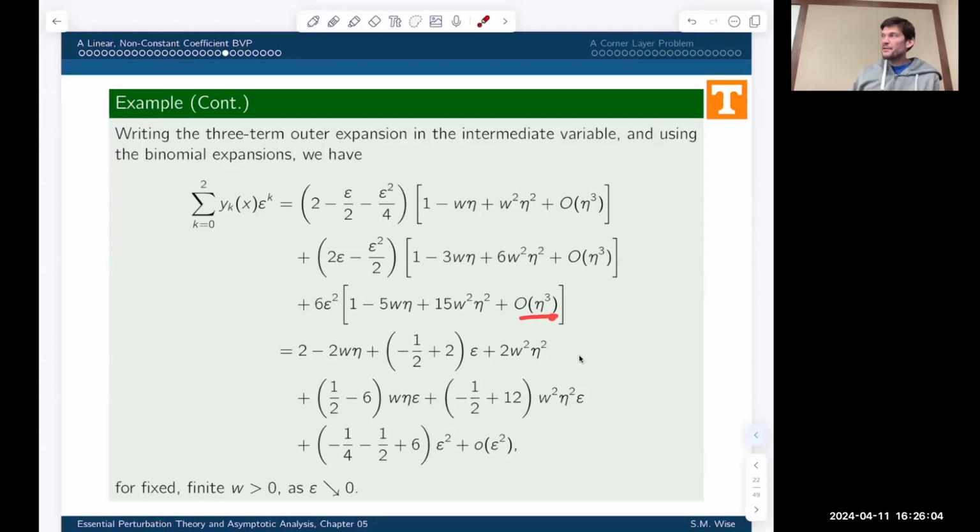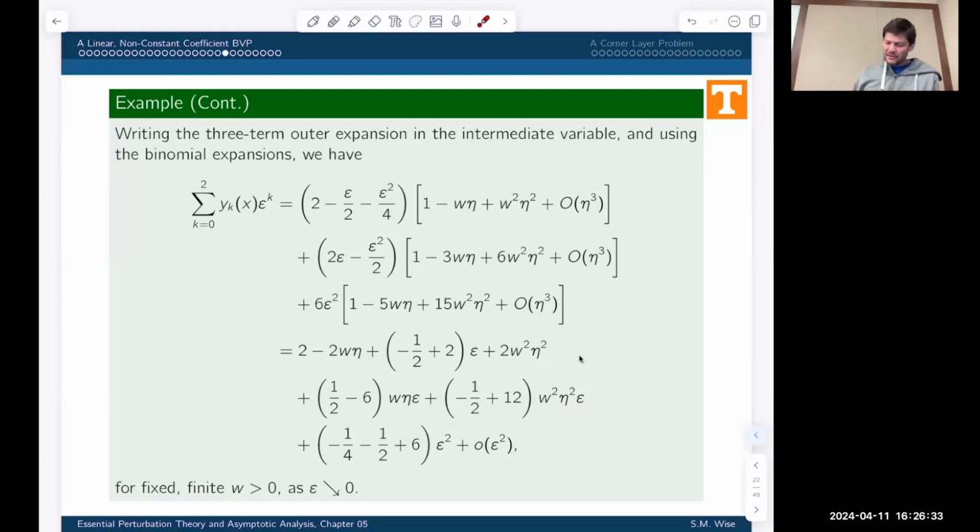Ultimately, I'm going to decide to discard those. And that's going to set the scale for me. Okay, so I'm keeping up to these orders. And the reason I know to keep up these orders is because I know that I have exactly the same terms appearing in my inner expansion. So I've kept epsilon squared eta.